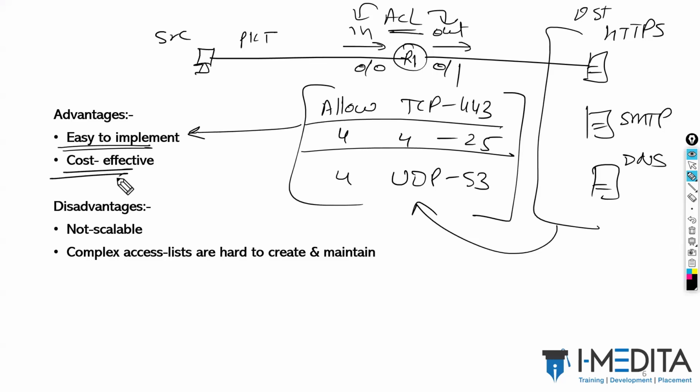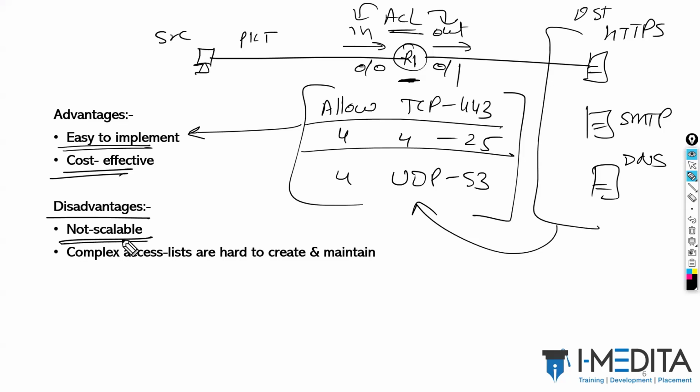It is also cost effective. Why can we say it is cost effective? Packet filtering will be done by ACL. ACL we will deploy on a router. Most of the companies use routers. For that, there is no need of any other device. When you are not purchasing any device, then it is simple. It will be cost effective. Clear? Along with advantages, it also has disadvantages, like not scalable.